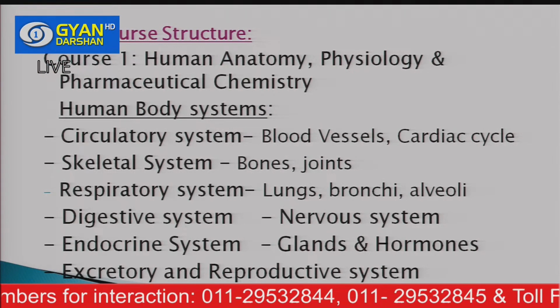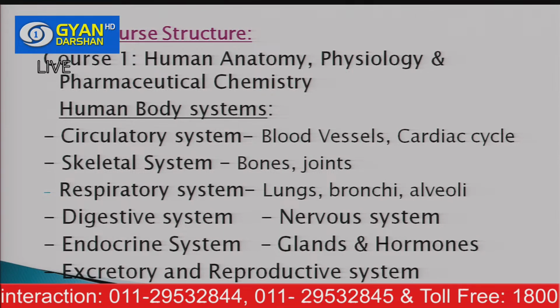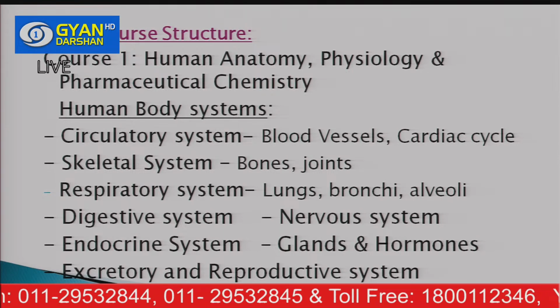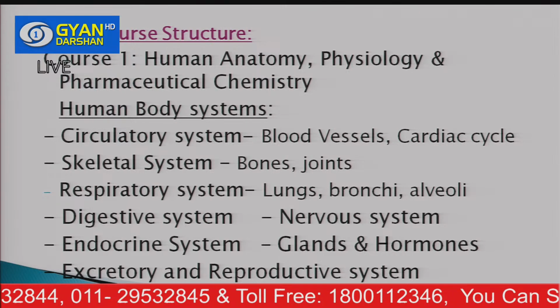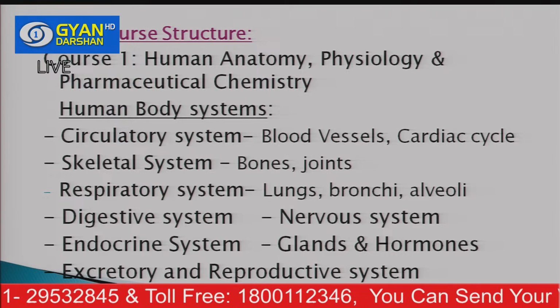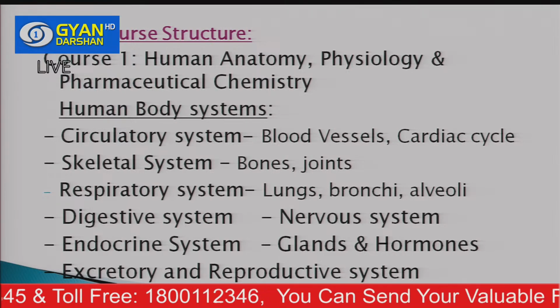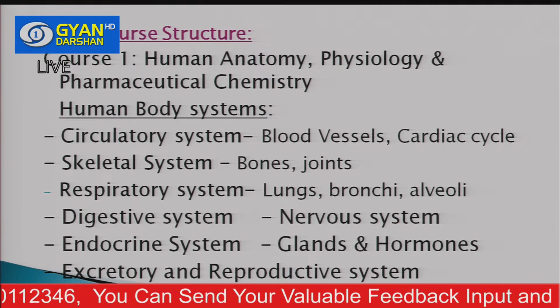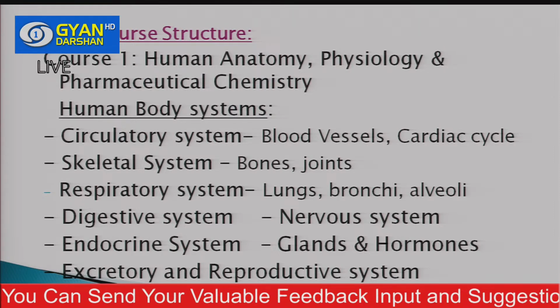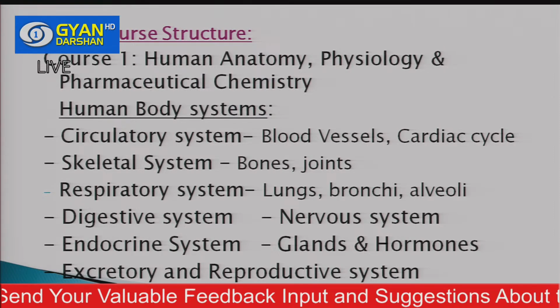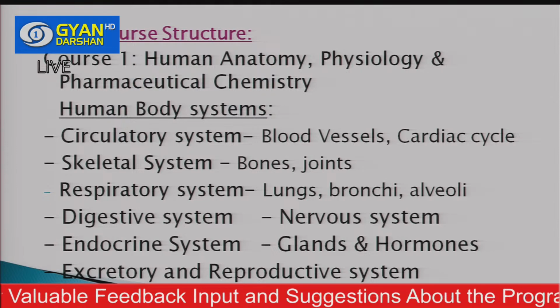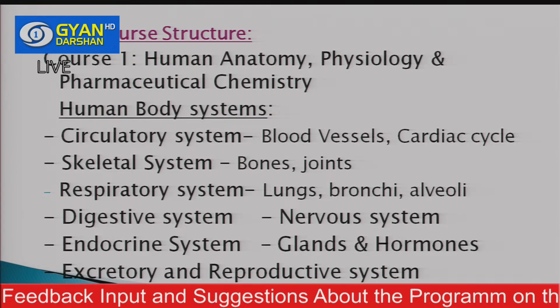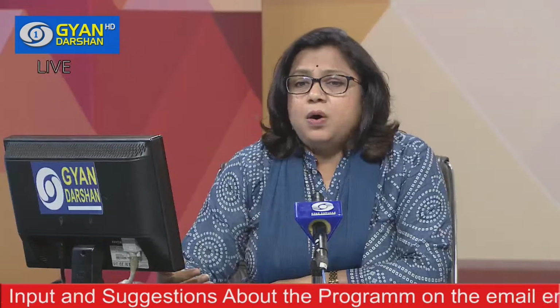It comprises various text materials on human body systems, like the circulatory system, skeletal system, and respiratory system. Each and every system here is explained in detail. That is, what the various parts of the circulatory system are, the blood vessels, the cardiac cycle, the heart, and how the heart functions.